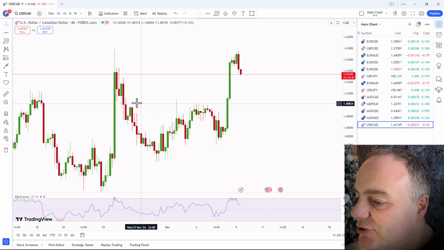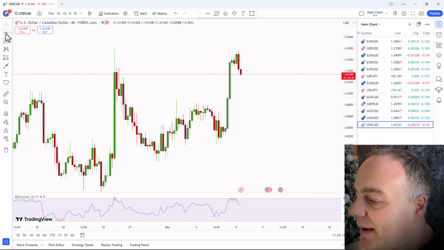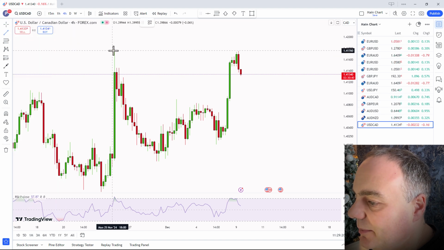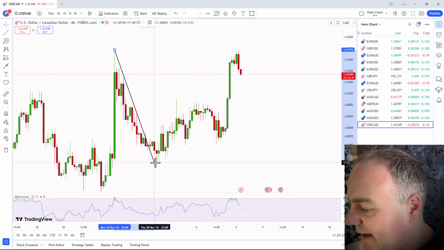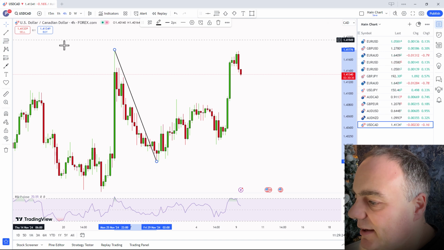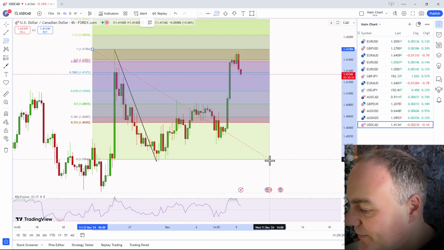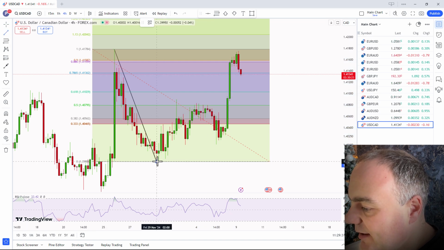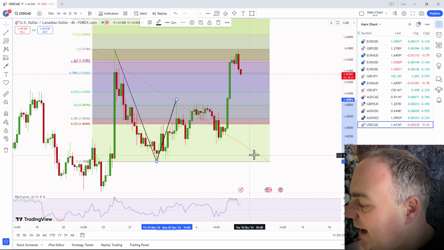So I want to draw your attention here to, again, a bat pattern. We've been looking at bat patterns quite a lot recently. Here we have, if this is our X to A leg, okay, so X to A, we see a retracement which passes the 50% mark, but which doesn't hit or pass the 618. Therefore, we have an X to A, an A to B leg, and a bat pattern.